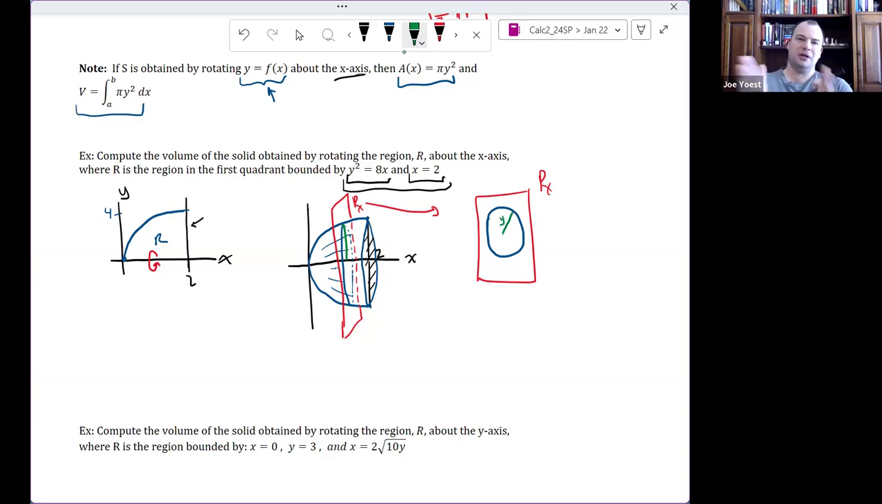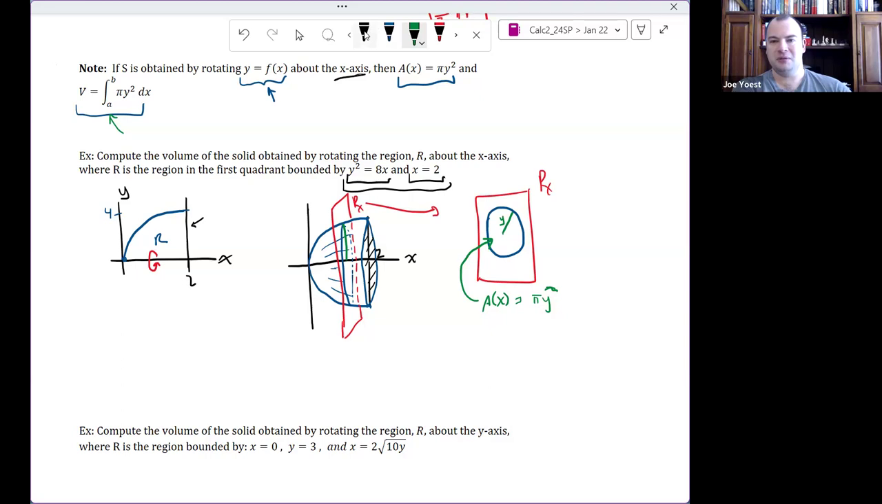I won't draw it straight up here. I'll draw it a little off to the side just to remind ourselves that this is going to be the same radius everywhere. This cross-sectional area, A of x, is pi y squared. And we now see where this volume calculation comes from, this volume formula.